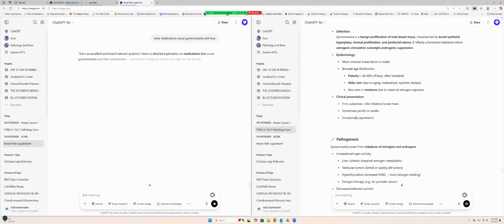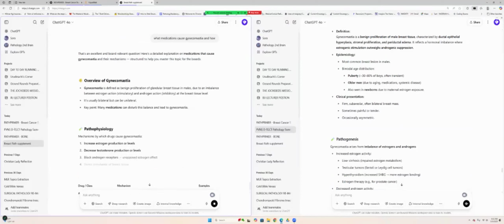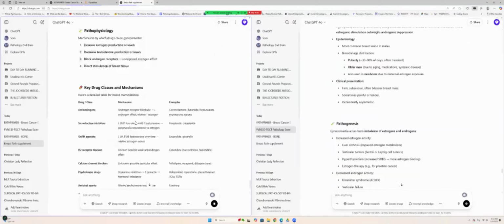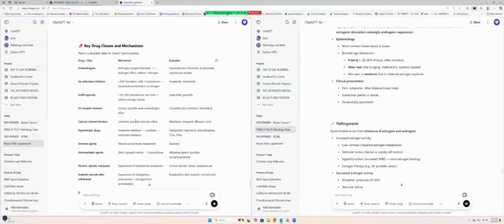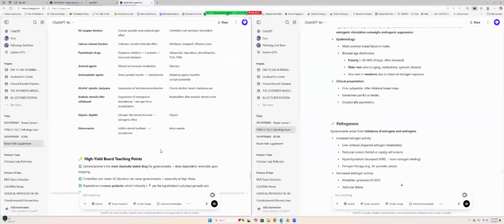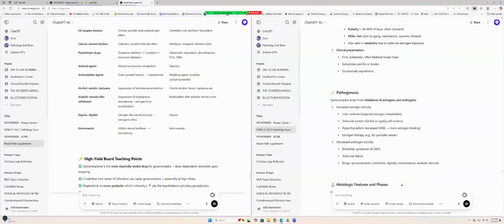It's also seen in newborns due to maternal estrogen exposure. It usually resolves. Anti-androgens like spironolactone, flutamide, 5-alpha reductase inhibitors, ketoconazole, and anabolic steroids can also cause it.